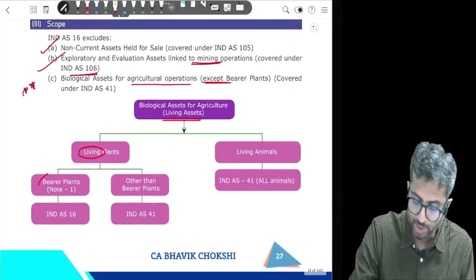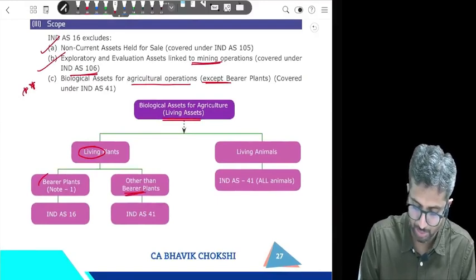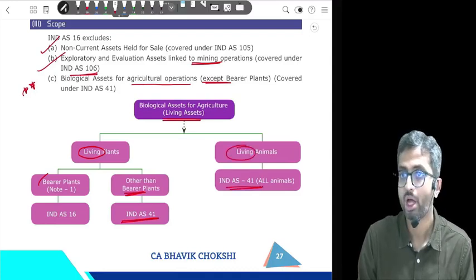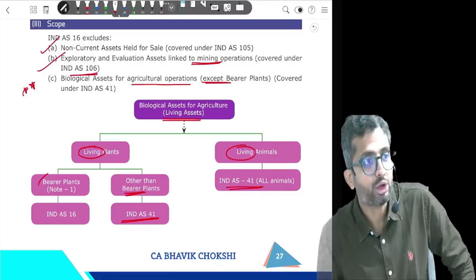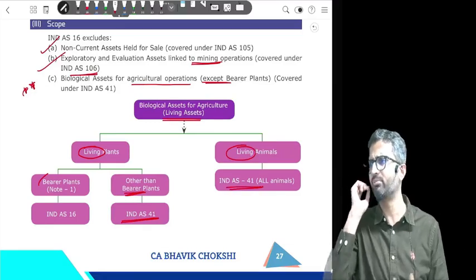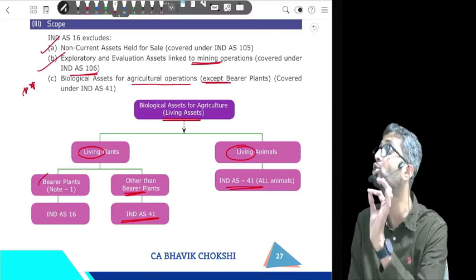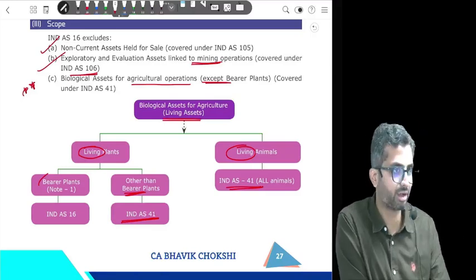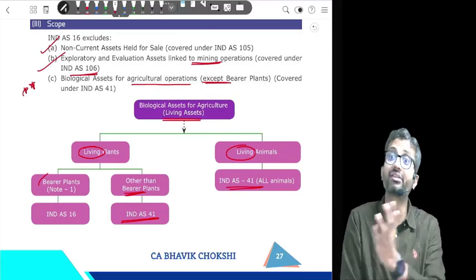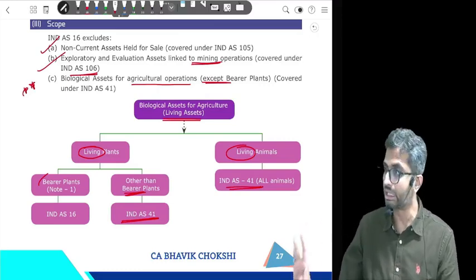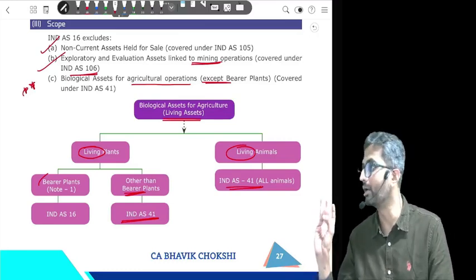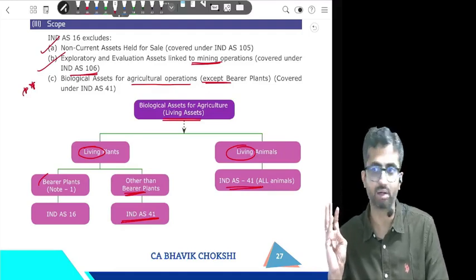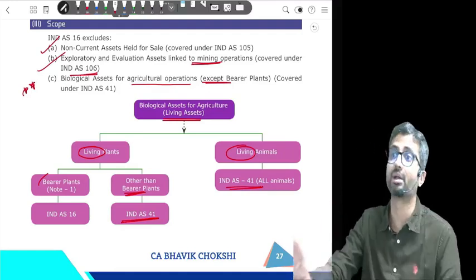So for every plant other than a bearer plant used for agricultural purpose, Ind AS 41 will apply, and for living animals also Ind AS 41 will apply. Now in the exam you might have basic things. So in the exam what do we remember? What are bearer plants? Typically fruit plantations. See, we are not doing biology, so we don't know so much about all of these plants. So in the exam, how will we know whether it is a bearer plant or not? The general thumb rule is fruit plantations and cash crops like tea, coffee, rubber, cotton, etc. are treated as bearer plants by default.